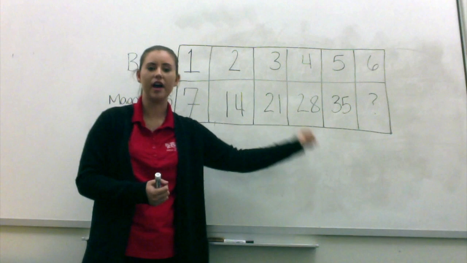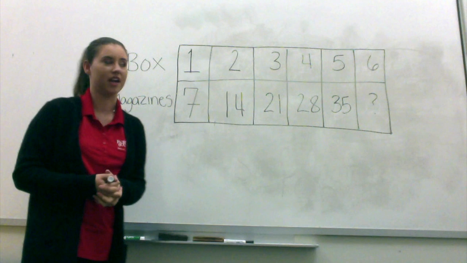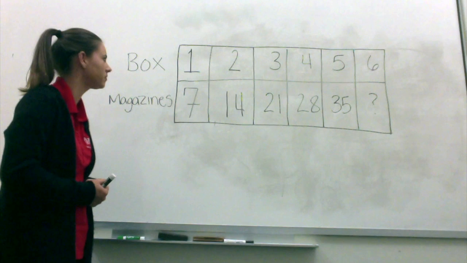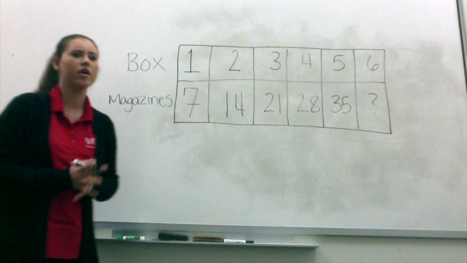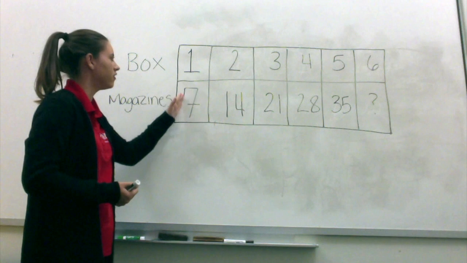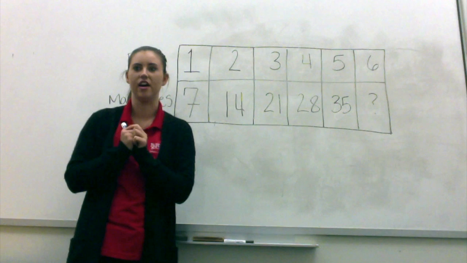this function. So this is a magazine sale happening at a school, and by looking at this table, I can see that for every one box that is ordered, 7 magazines come in that box. So how did I get from 1 to 7? What operation could I use? I could add, I could do 6 plus 1, I could do 4 plus 3, but there's an easier way for me to get from 1 to 7. Go ahead and turn to your partners and give me an idea of how you get from 1 to 7.